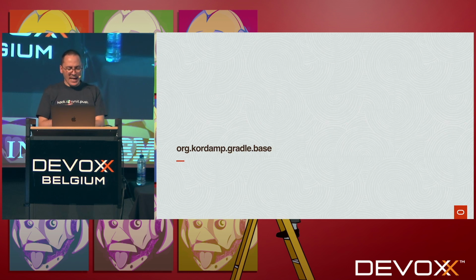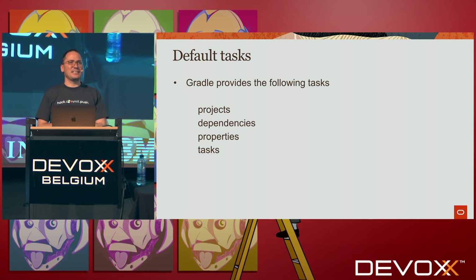So the base plugin, besides the DSL that you saw, gives you access to more information about your build. The tasks that you see here on the screen are those that come by default with Gradle. The list of projects, a list of all their dependencies, the list of all properties, regardless of whether they are project properties, command line, or your local properties. And of course, the list of all tasks that can be invoked.